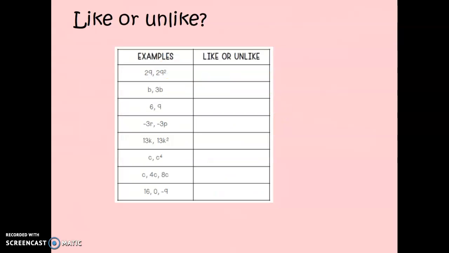Okay. Here's our next set. It's just asking, are these like terms or unlike? These don't have the same exponent, so these are unlike.